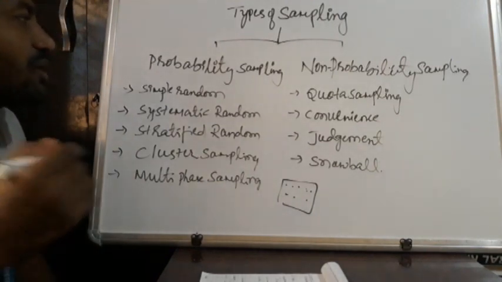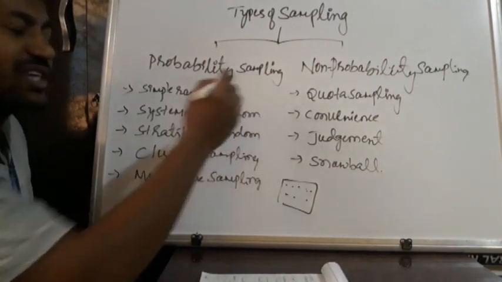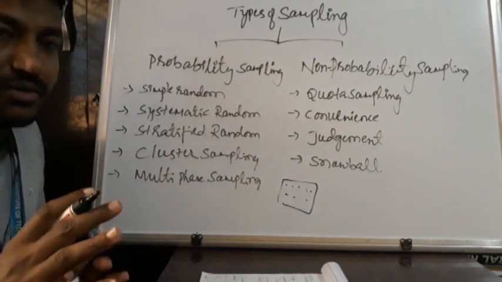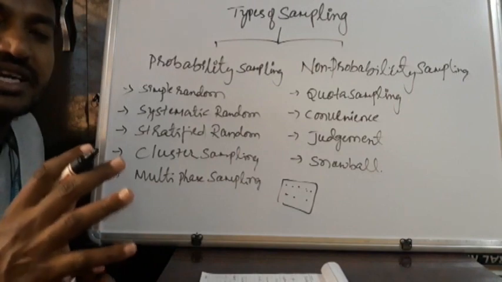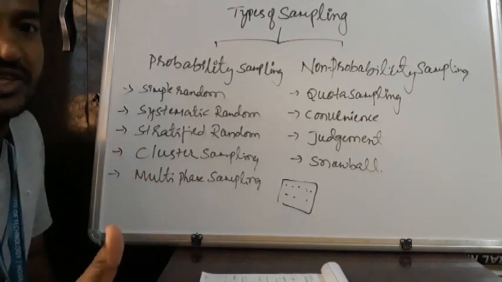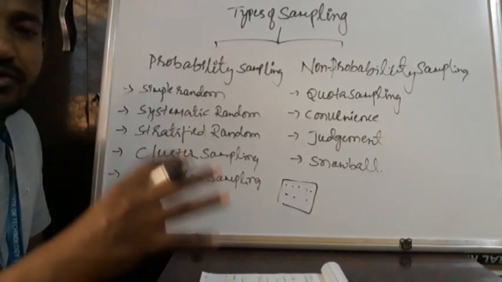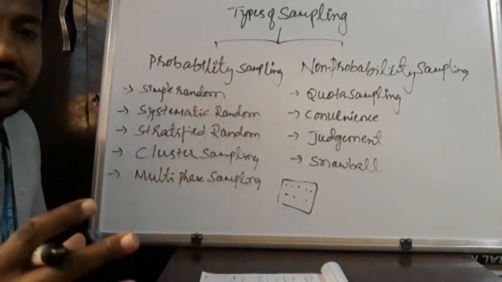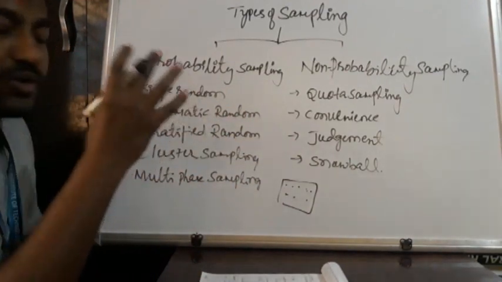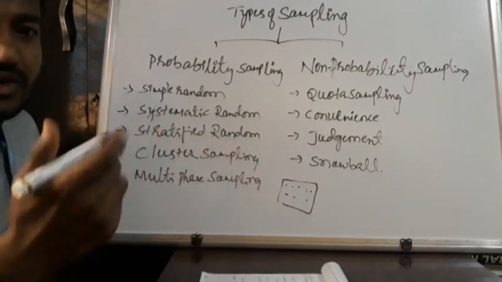Now, the first type of probability sampling is simple random sampling. I'll give explanations in common layman's language, and I'll not go into the depth of the textbook definitions. I'll give a common layman's understanding.